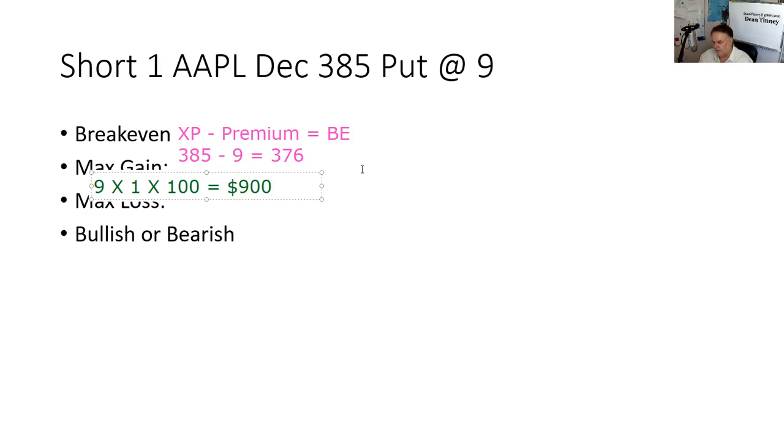You agree to be a potential victim. Nobody victimizes you. You walk with the money. You get to go neener, neener, neener. The max loss is somebody makes you pay $385 for stock that is worthless. The max loss is when Apple goes from the break even, which is 376, to 0.